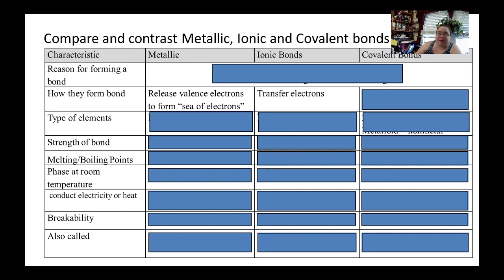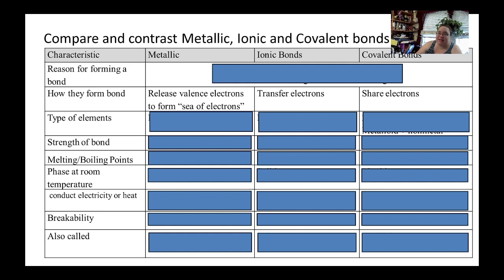With an ionic bond, it's formed by transferring the electrons. The electrons are transferred from the metal to the nonmetal. Versus covalent, they share the electrons between individual elements. So the big difference between covalent and metallic is metallic, those electrons can move from one end to the other. Covalent, they're shared, but they're only shared between two elements.